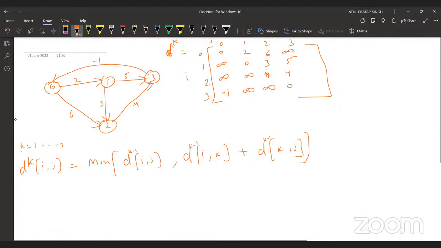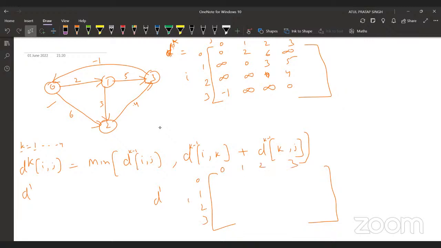Okay, so here this is the base, the first matrix we just created using the graph, and after that we will create the second matrix. So here the next value is 1, so we will calculate the value of D1. That means we are creating the second matrix. So for example, like this, we are creating a D1 matrix here. 0, 1, 2, 3, 0, 1, 2, 3. Okay, this represents I, this represents J.